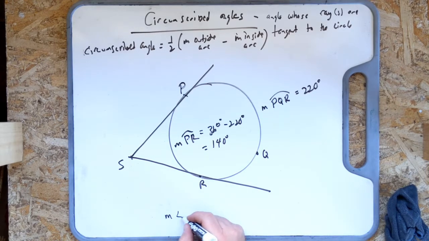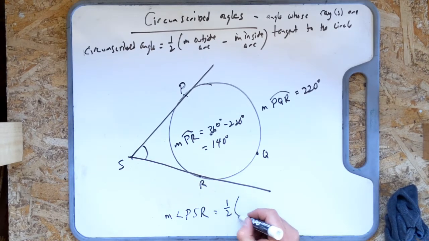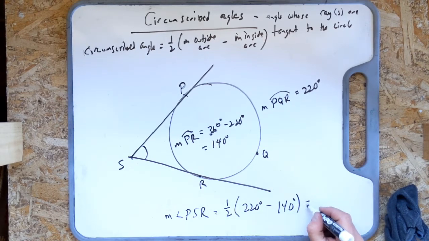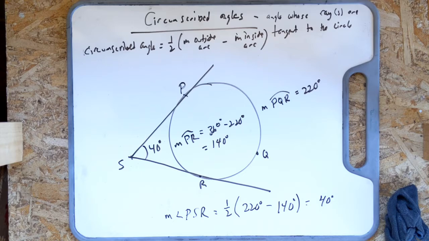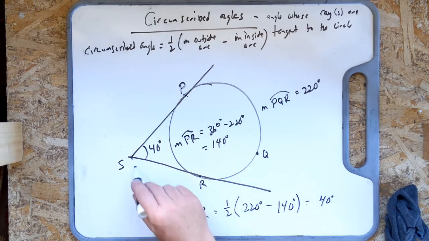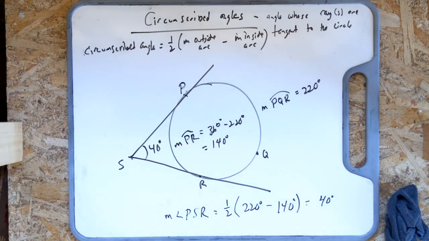Okay, now the measure of angle PSR, which is this angle right here, is simply equal to 1/2 the outside arc measure, which is 220, minus the inside arc measure, which is 140. What is that, 80? Half of 80 is 40 degrees. So this angle is 40 degrees. Again, once you have one of the arcs, you can find the other one, and then the angle is just half of that minus that.